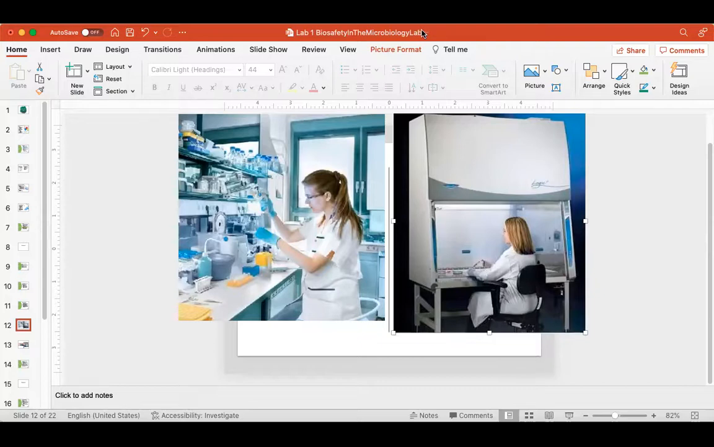She's got a lab coat on. She's got gloves on. She's working in a hood. Yeah, Maddie's got it. Casey's got it. Lisa's got it. Her hair is down.